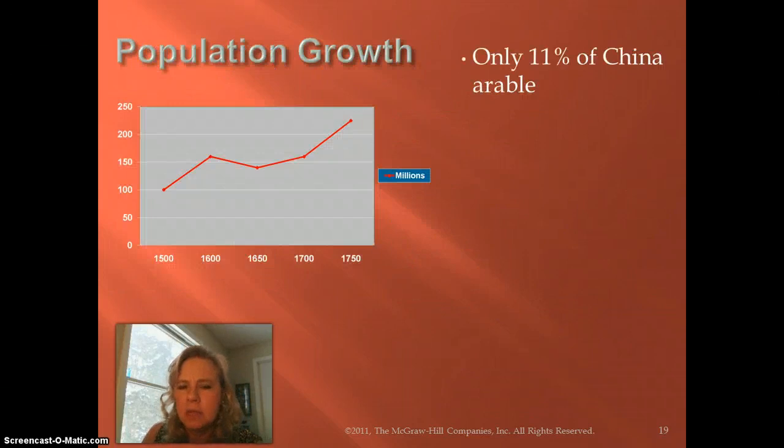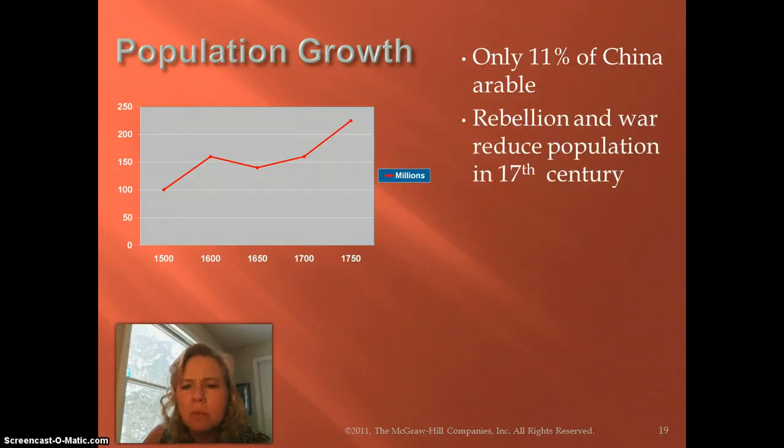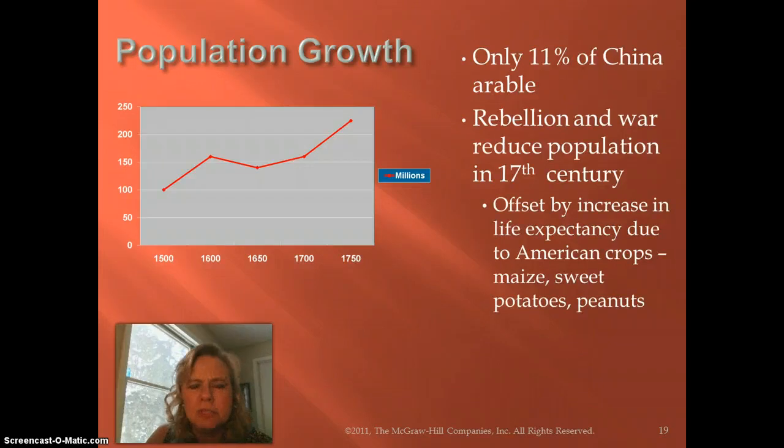Now let's talk about population for a minute. Only 11% of the land in China is arable during this time. That means only about 11% can be farmed. We have a population in 1600 of about 160 million people. During the last years of the Ming Dynasty, rebellion and war would reduce the population so that by 1650, we are below 150 million in population. But as you can see, by 1750, the population has increased to about 225 million.